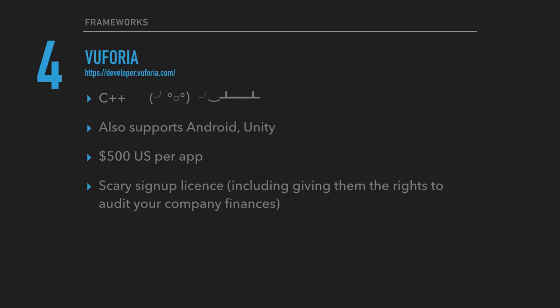Vuforia, C++ only. If C++ is your thing, then maybe you would like to look at this one. I saw the C++ requirements, flip the table. 500 US per app, so similar price again. The sign-up license on this one, I didn't get past that either because it said, you give us the rights to audit your company finances to make sure that you're not trying to steal our app and blah, blah, blah. And so I didn't bother.